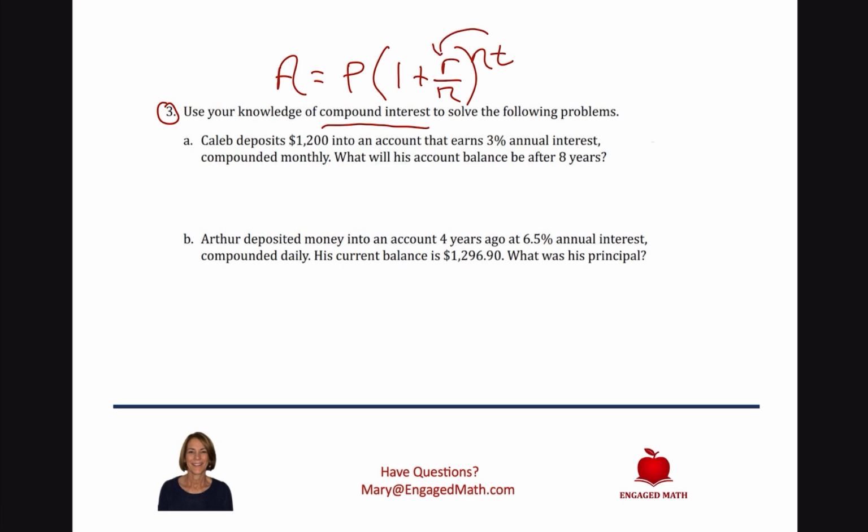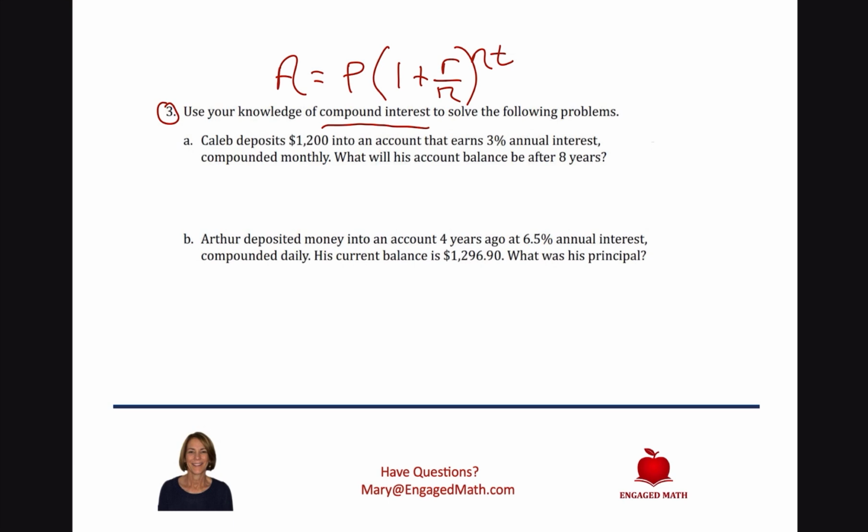R is your interest rate as a decimal. So if your interest rate is 3%, you would have 3/100ths or 0.03 as your R. N is the number of times your money is compounded in a given time period. At Engage Math, we're going to just work with time periods of a year. So N would be the number of times your money is compounded per year, and T is the number of years you keep your money in the account. Okay, so let's see what happens as we get going with this. And by the way, this formula is on the back inside cover of your Algebra 1 Engage Math workbook.